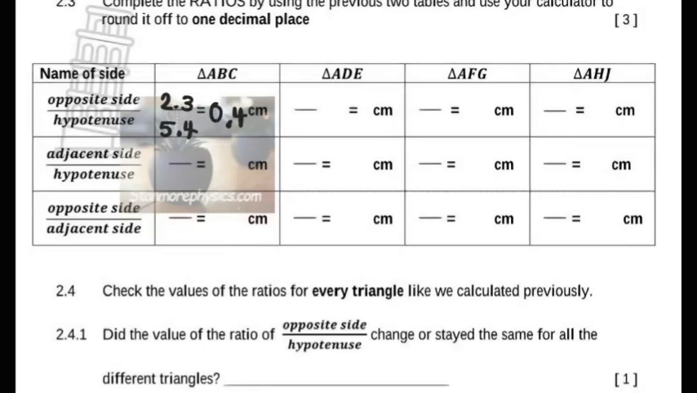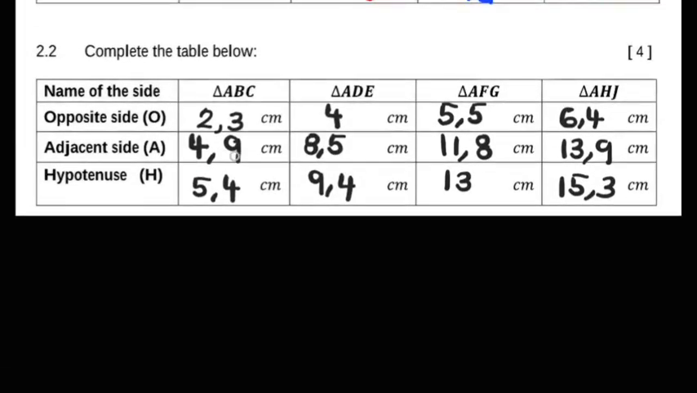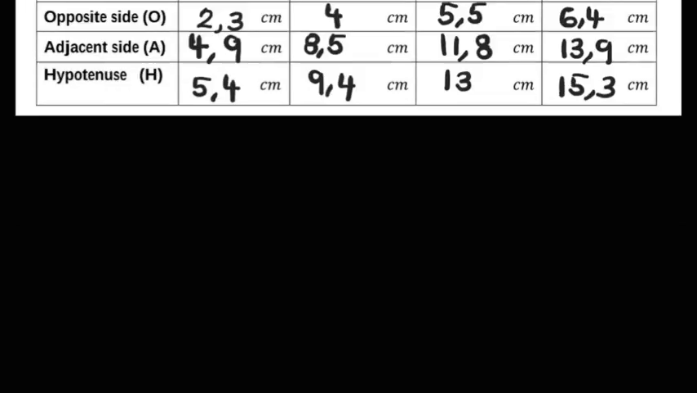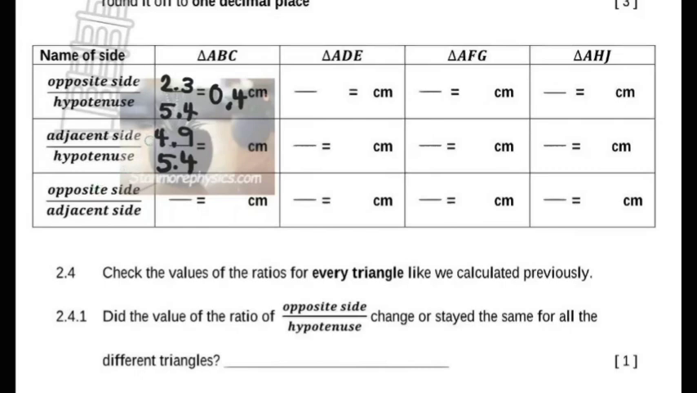Then, the next fraction we need is adjacent over hypotenuse. If we scroll back up to 2.2, adjacent is 4.9, hypotenuse is 5.4. So here we have 4.9 divided by 5.4. Let's get our answer on the calculator to 1 decimal place. And our final answer there is 0.9.